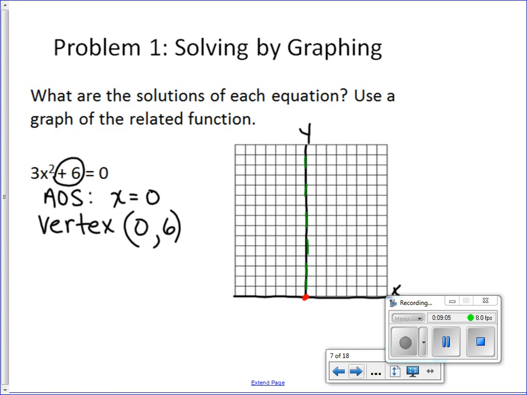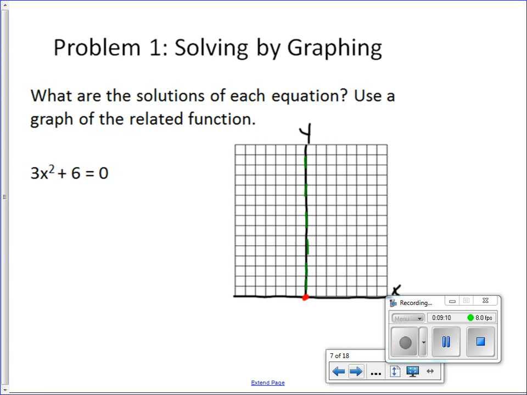All right, let's rewrite. I'm going to erase this to make some room. I'm going to rewrite my equation as a function. So I have 3x squared plus 6 is equal to y. All right, let's make an xy table. And we're going to choose some values of x and put them in to solve for y. So let's pick, and we don't need any points. We actually know what our solution is. So I'm going to pick just a couple.